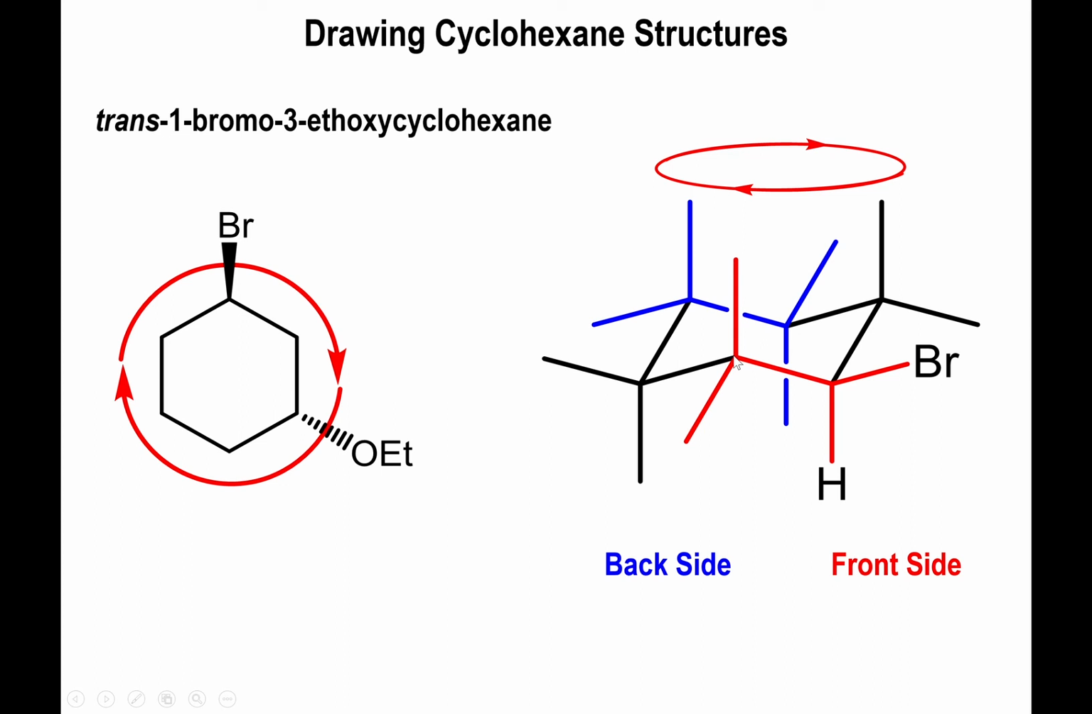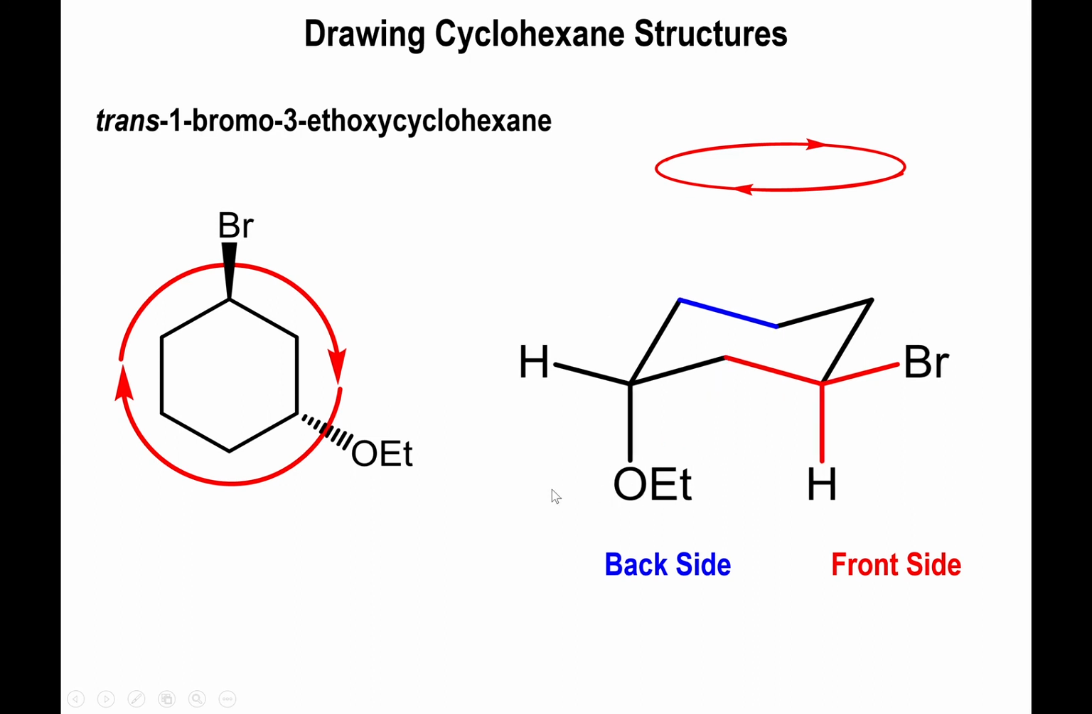So this is position 2. And then we move over to this other carbon. This is position 3. Now over here, the ethoxy group needs to be below the hydrogen. Therefore, we draw the ethoxy group on the axial bond with respect to the hydrogen. And as you can see here, bromine is above the hydrogen, ethoxy is below the hydrogen. This is a trans configuration.